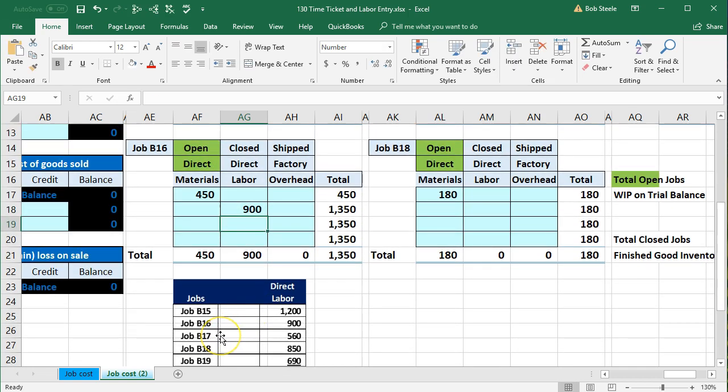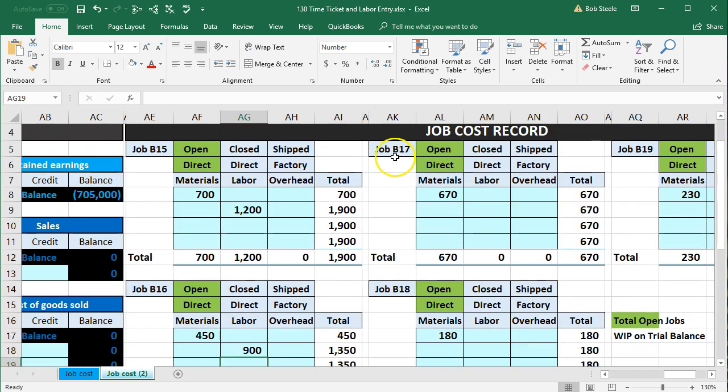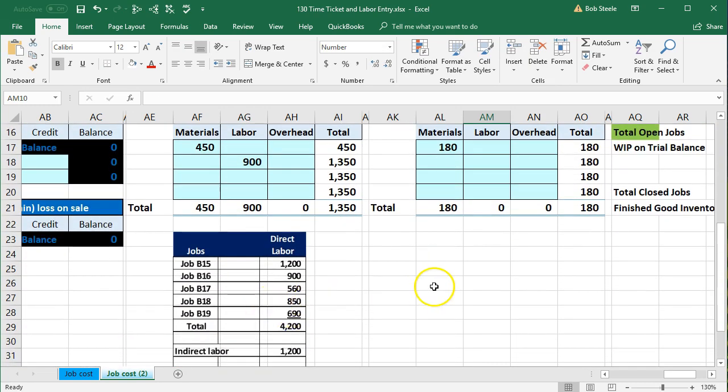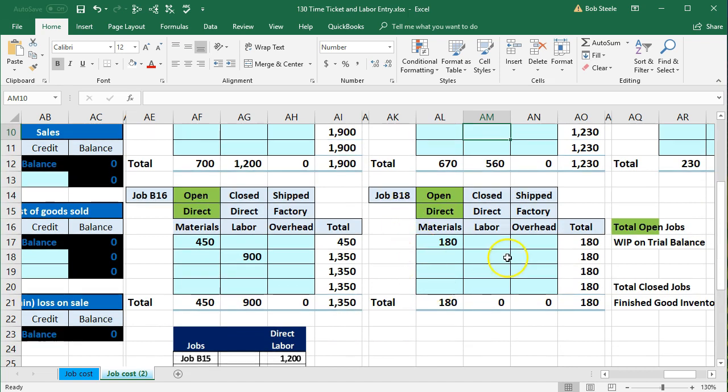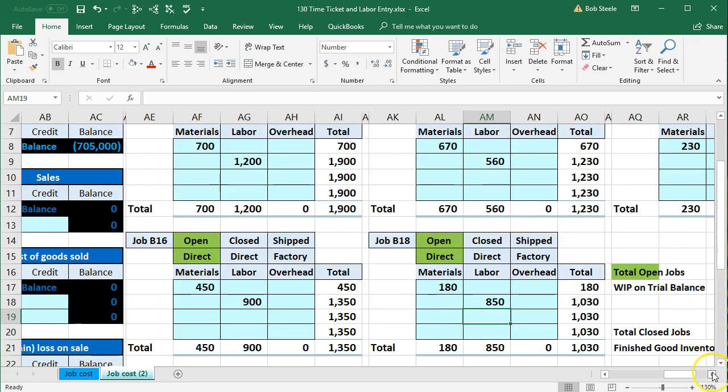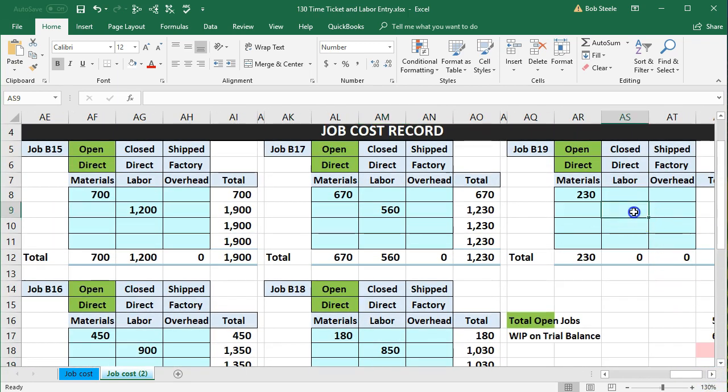And then we're going to say B17, 560. And then B18, 850. And finally, B19, 690. So we're going to go over here to B19 and say 690.